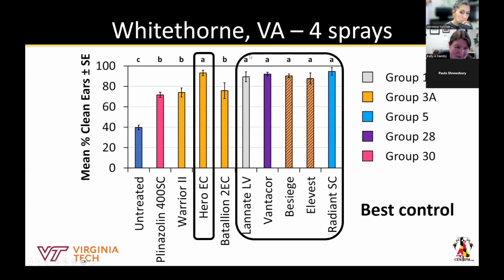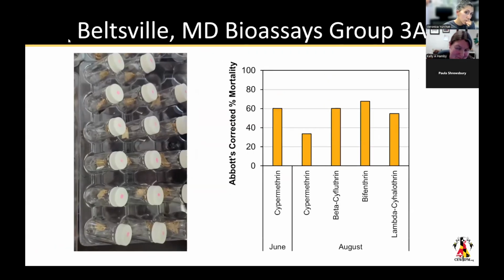Now let's compare that to Tom Kuhar's data, where you can see, for his mean percent clean ears, he got about 40% clean ears, so he had slightly lower pressure. And his best control groups included that pyrethroid that has the two AIs, Hero, as well as having Lannate, flupyradifurone by itself, Vantacor, Besiege, Elevest, and Radiant. So he got slightly different results from me. What is one potential reason for that?